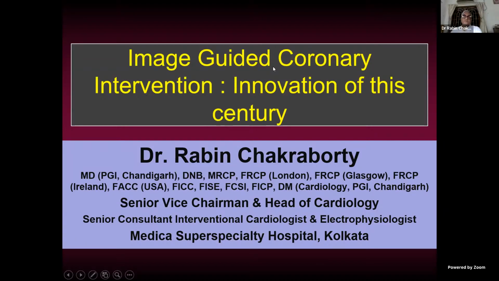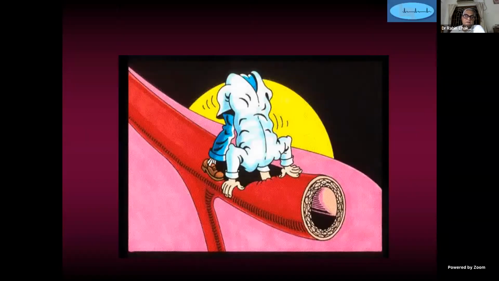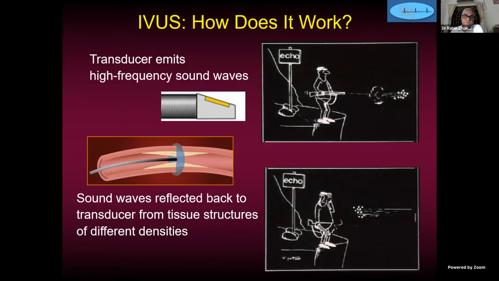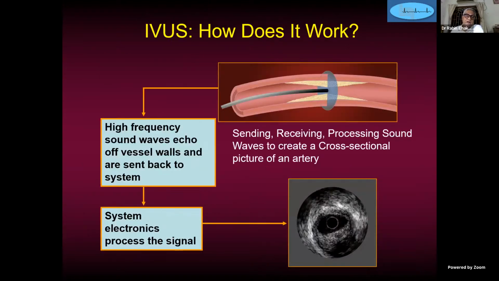In continuation with the previous presentation, I'll start my talk, and my talk is on image-guided coronary intervention. Imaging has really created a revolution in the management of intervention in coronary artery disease. What we try to do, we look through the transducer, we emit high-frequency sound waves, and sound waves are reflected back to the transducer from tissue structures of different intensities. And therefore, by doing so, we actually get an image and try to make some meaning out of that.